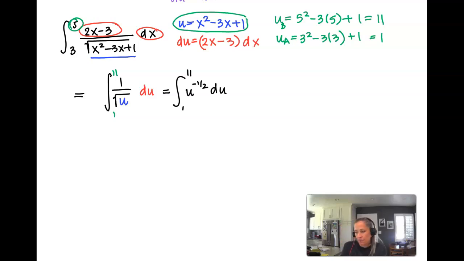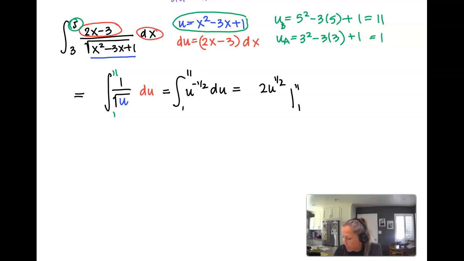But we're writing down statements that if I typed each and every one of these into a calculator, it would give me out the exact same value, 4.68 or whatever it was. So, okay, I can take the antiderivative now. We're back down to a power rule. This is going to be u to the 1/2 divided by 1/2, which is times 2. And we're going to evaluate that from 1 to 11.